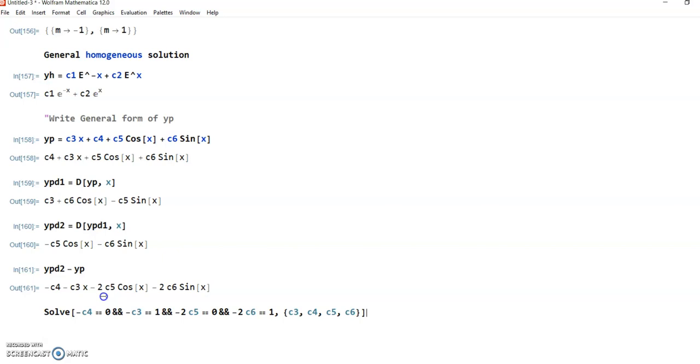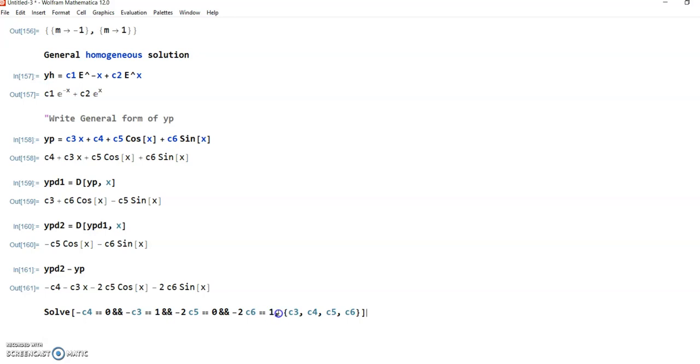And the third equation is minus the coefficient of cosine x, minus 2 C5. There was no cosine x term in the equation, so it is equal to 1. And then the fourth equation is also with the and sign. It is equal to this, minus 2 C6. This is the coefficient of sine x, and there was a sine x term, so that is equal to 1.